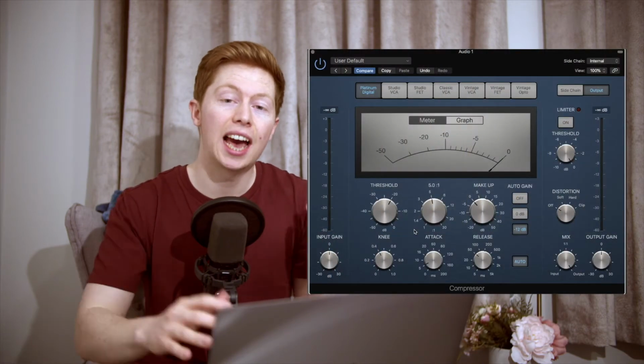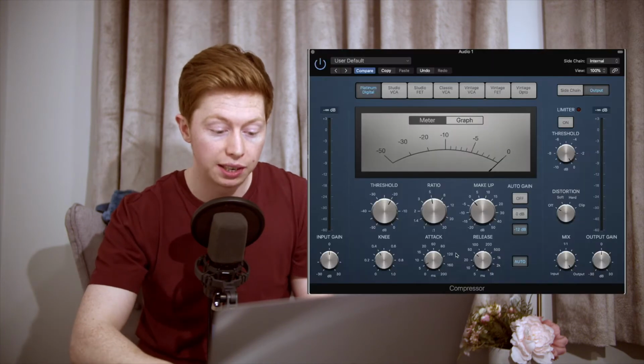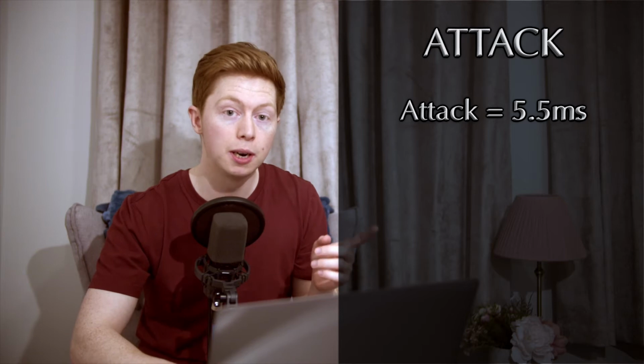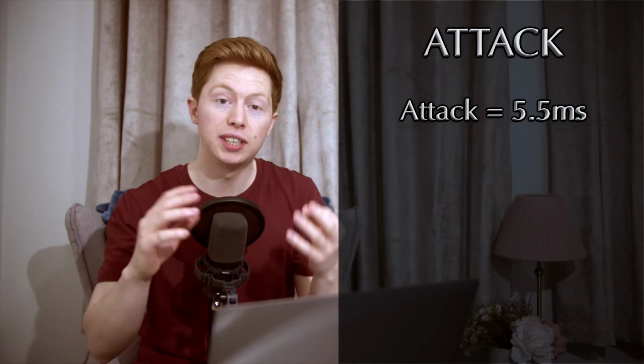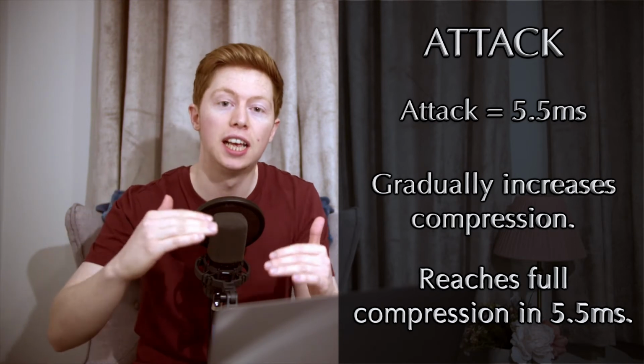Great, now let's move on to the next two, attack and release. So our attack here basically tells us how long in milliseconds it will take for the compressor to finish its action of gain reduction after the input level goes over the threshold. So let's see here, we're on 5.5 milliseconds. So once our input level goes over minus 20 decibels, it will take the compressor 5.5 milliseconds to finish its full gain reduction.